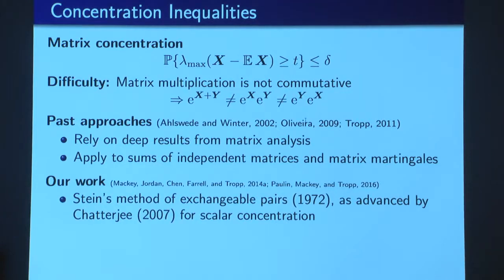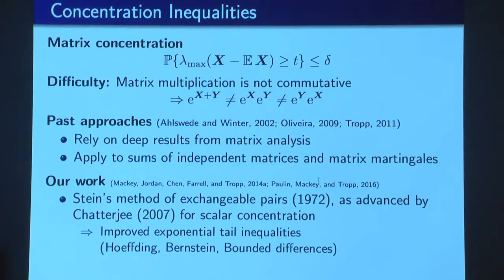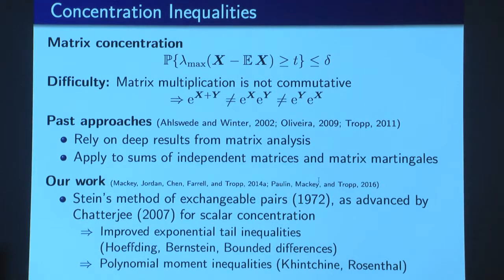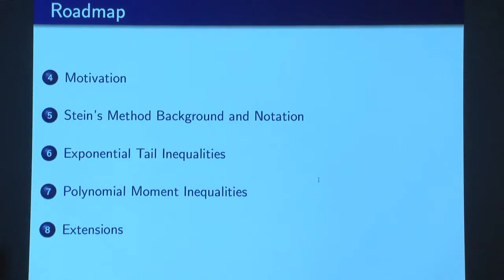In our work, we're taking a different tack that's based on Stein's method of exchangeable pairs, as advanced by Sourav Chatterjee for scalar concentration. This gives rise to some improved exponential tail inequalities, like Hoeffding inequalities, Bernstein inequalities, and bounded difference inequalities, to polynomial moment inequalities like Khinchin and Rosenthal, and to some inequalities for dependent sums and more general matrix functionals. So what I want to do in the remainder of our time together is give you a bit of background in notation, show you how Stein's method gives rise to some exponential tail inequalities, and then quickly mention polynomial moment inequalities and some extensions.